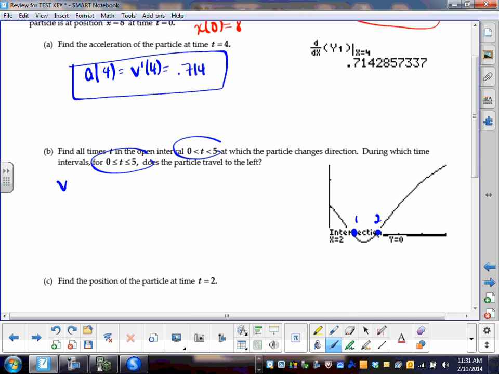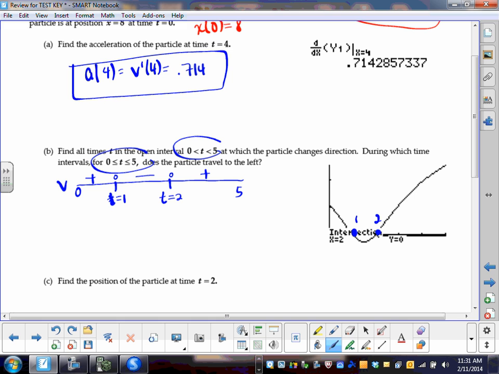So my velocity number line, and remember the velocity is the y1 function y values, not the slope. The slope of this one is acceleration. So from time 0 to time 5, I have a positive velocity, and then a 0 at t equals 1. Then I have a negative velocity, then a 0 velocity at t equals 2, and a positive velocity again.